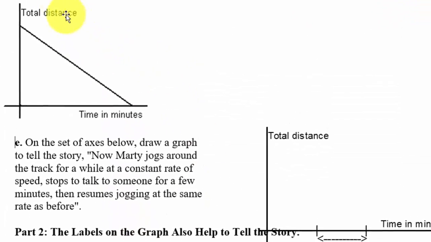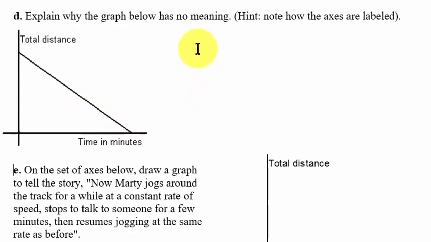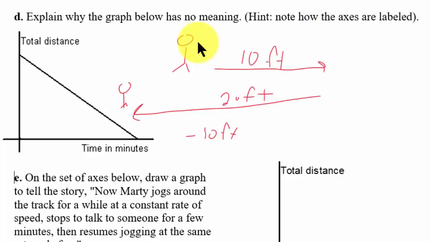Part D says, explain why the graph below has no meaning. And then a hint: note how the axes are labeled. So it looks like as time goes by, the total distance is decreasing. Well, think about it. Really, total distance can never decrease. Let's say we have a person that's standing, and they walk 10 feet forward, 20 feet backwards. So here's my little stick figure.